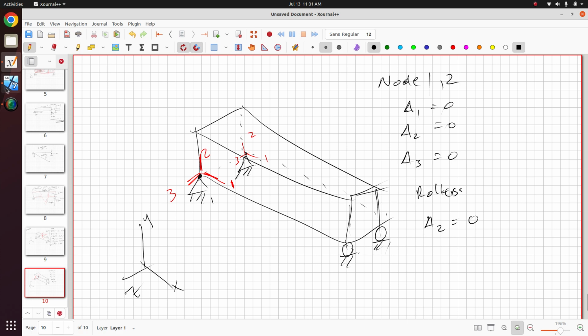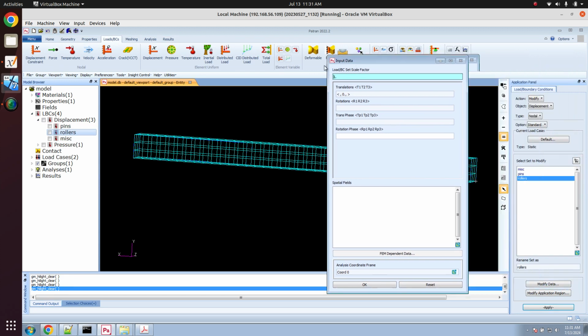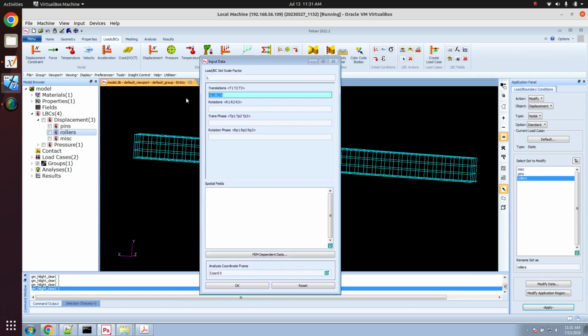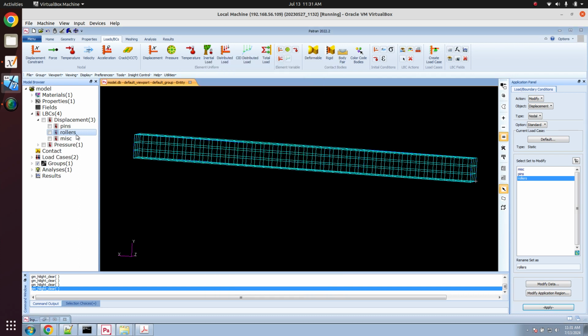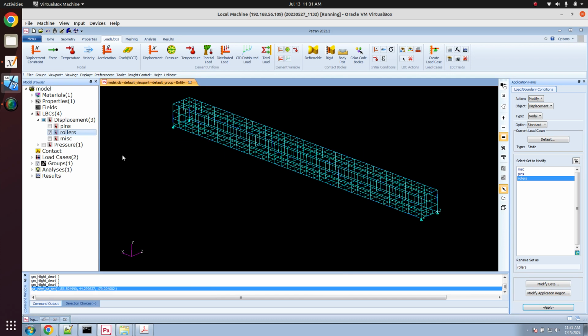So let's go ahead and take a look at this in Patran. So if you look at the supports here, I have one called rollers. If you look here at the middle, you see that the first degree of freedom is blank, so it's free. The second degree of freedom, we specified a translation of 0, so this is a support. And then the third degree of freedom is also free. And then if we turn this on, you can see that we have rollers at these 4 corners.